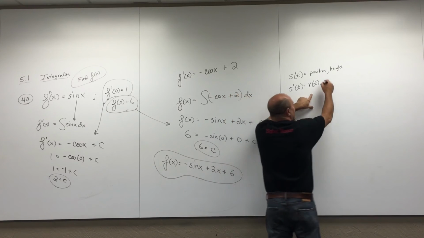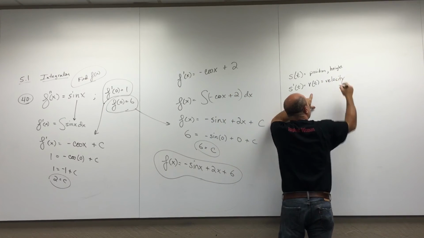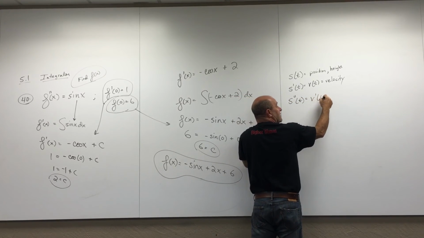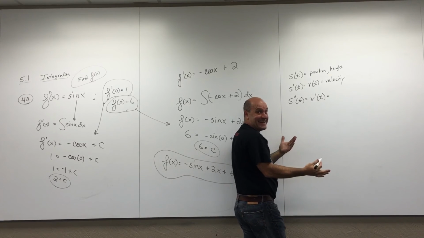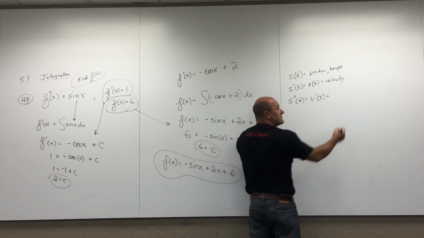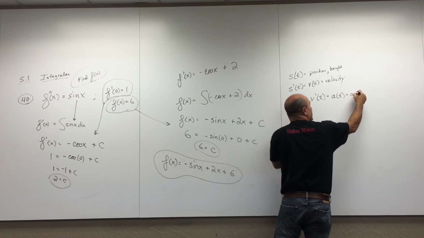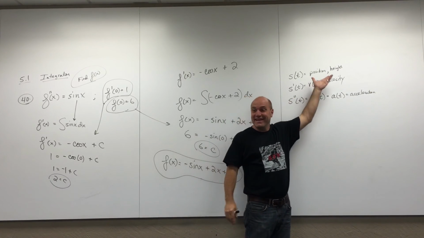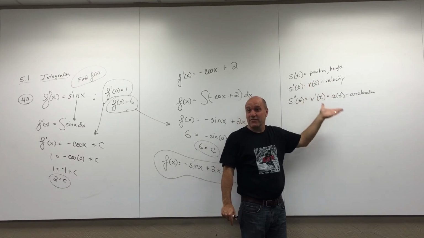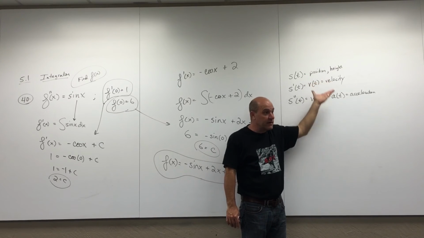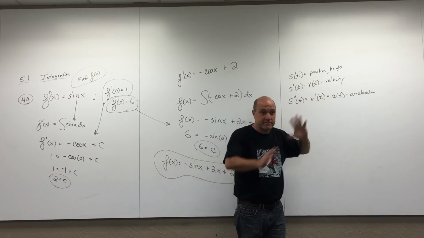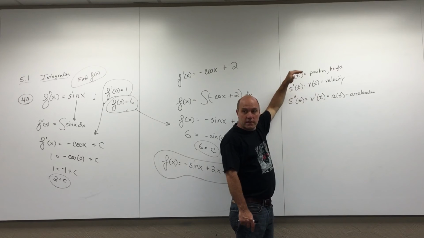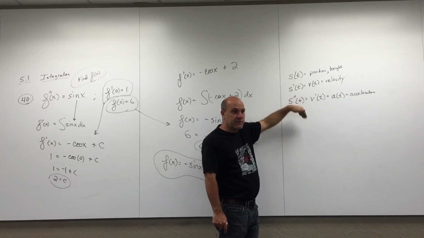I'm going to put the word velocity here, and we went over this. Then the second derivative of S, or the first derivative of velocity, I could call it A for acceleration. This is big physics. This is how the world works. Things move, and the relationships between velocity, acceleration, and position are these derivative relationships. This is basic science, but it's calculus basic science. Position, velocity, and acceleration are related through these derivatives.